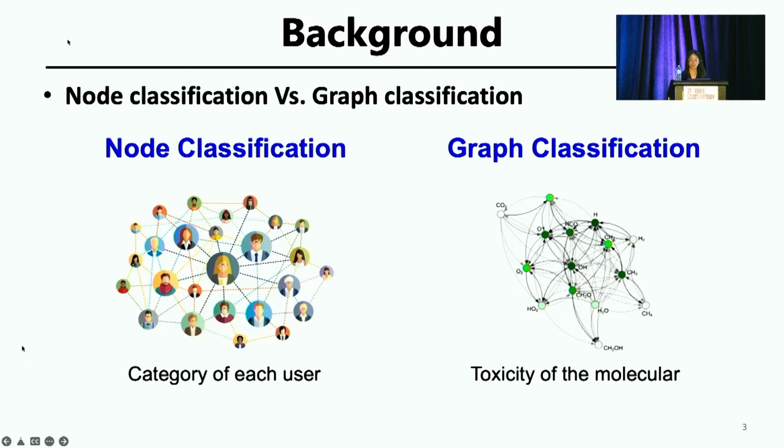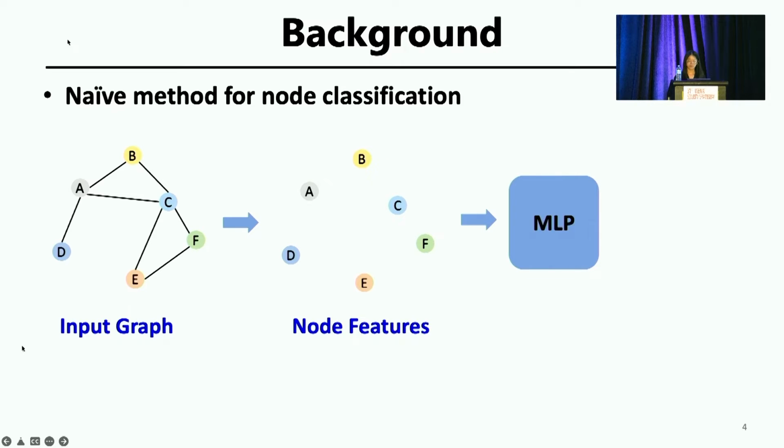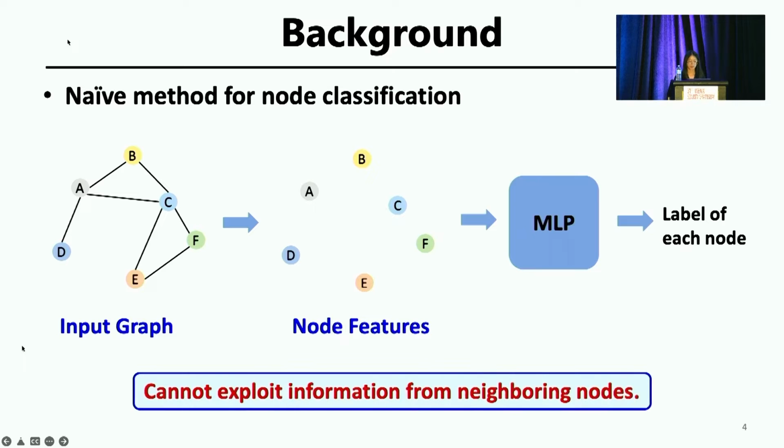Two of the most important tasks of analyzing graph data are node classification and graph classification. The objective of node classification is to determine the label of each node in the graph, and the objective of graph classification is to determine the label of the whole graph. The most straightforward method for node classification is to ignore the edges and directly feed the node features into an MLP model, which can predict the label for the nodes. However, this method, ignoring the edge information, cannot explore the information from the neighboring nodes, which has been shown to be important for node classification.